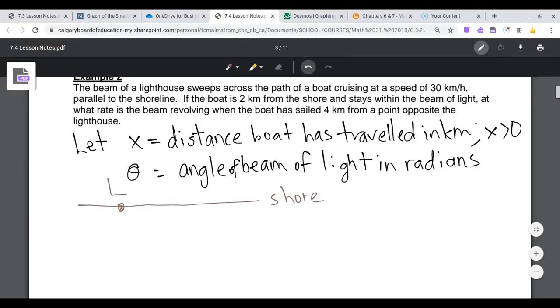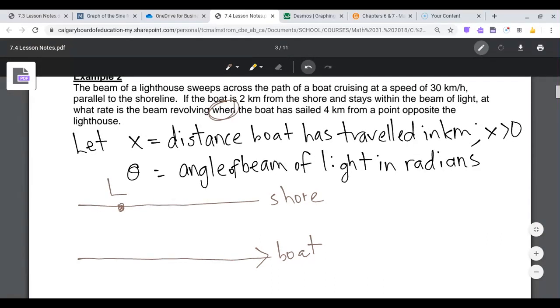And then we also know that there is a boat out on the water that is going past the lighthouse parallel along the shore. So I have a boat running parallel to the shoreline. And it says if the boat is 2 kilometers from the shore and stays within the beam of light, at what rate, so we're doing related rates, is the beam revolving at the instant the boat has sailed 4 kilometers from a point opposite the lighthouse?